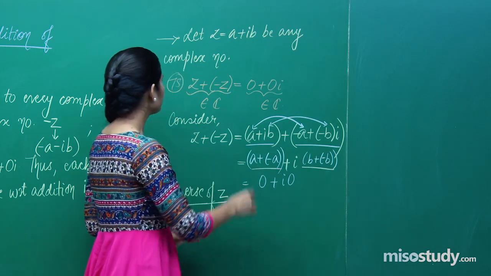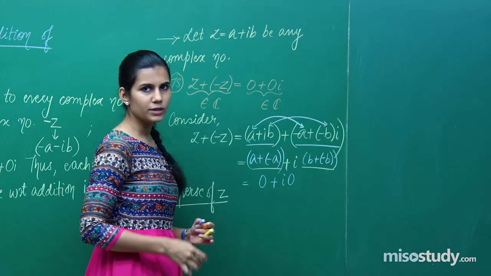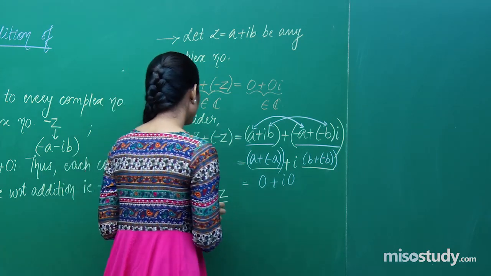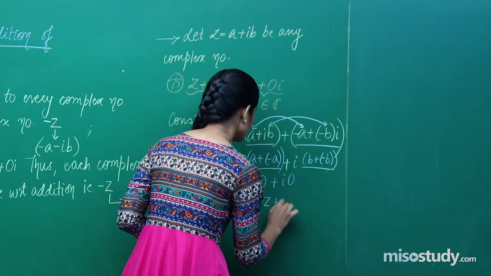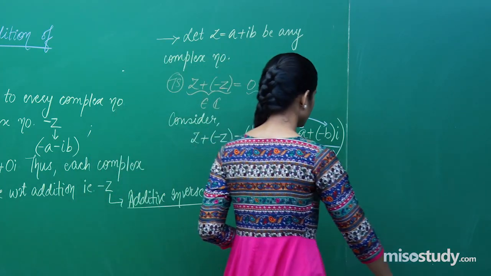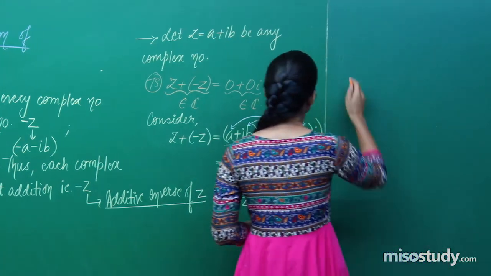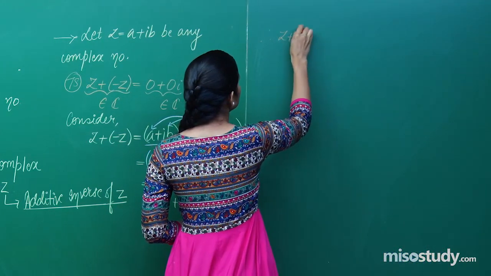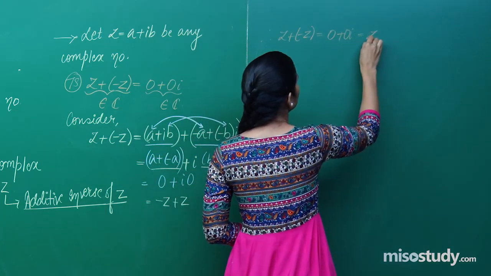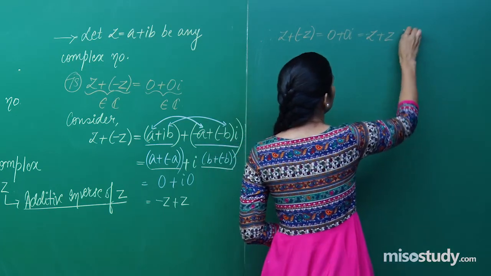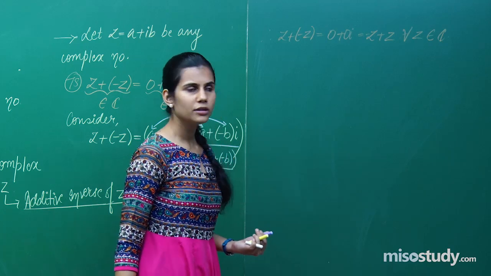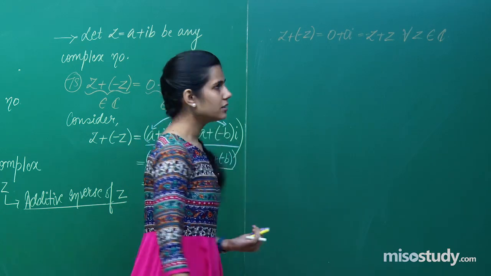Is it understood? So I began with z plus minus z, that has come out to be equal to 0 plus 0 iota. I know z1 plus z2 is same as z2 plus z1. So from here I can say this is also equal to minus z plus z, right? And therefore what have we got? We have got z plus minus z is equal to 0 plus 0 iota equals minus z plus z, and this is true for every complex number z, because a plus iota b was a general complex number. This statement is true for every complex number.